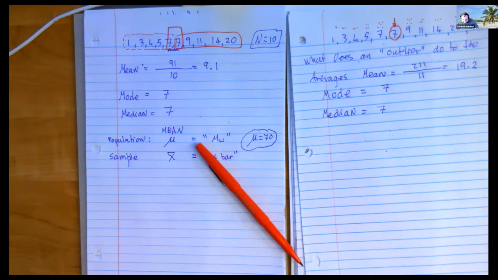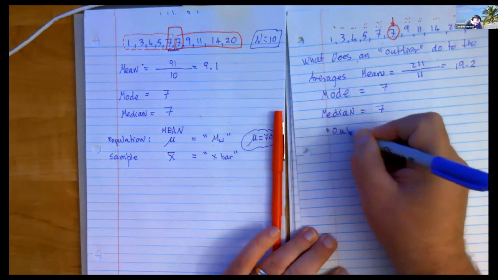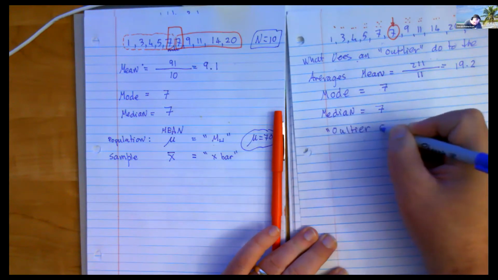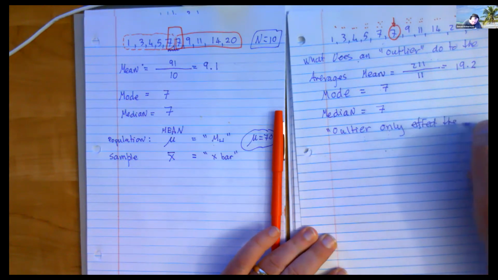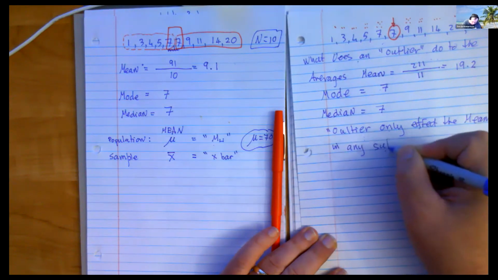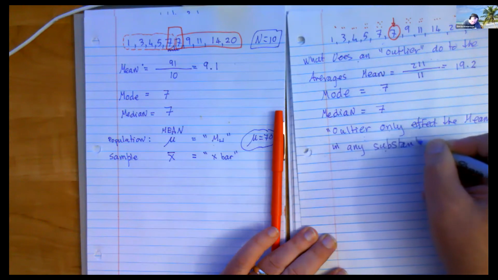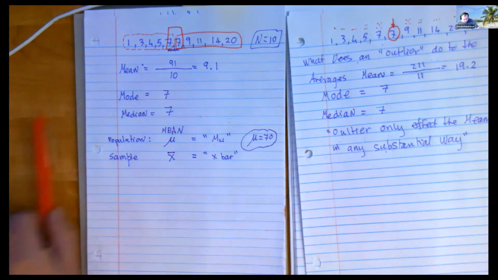So what is the effect of an outlier? Typically, outliers only affect the mean in any substantial way. I have a nickname for this. I call that the Bill Gates effect.